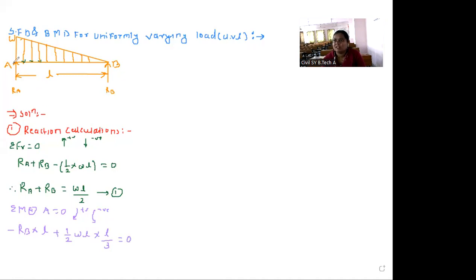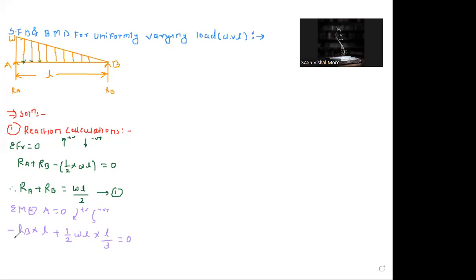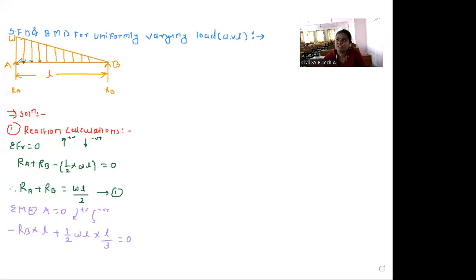I have not considered RA here. Why have I not considered RA? Anyone? Distance is 0. We are calculating the moment at that particular point, so the force is there, but the perpendicular distance is 0. That's why this moment will be 0, and that's why I have not considered it.